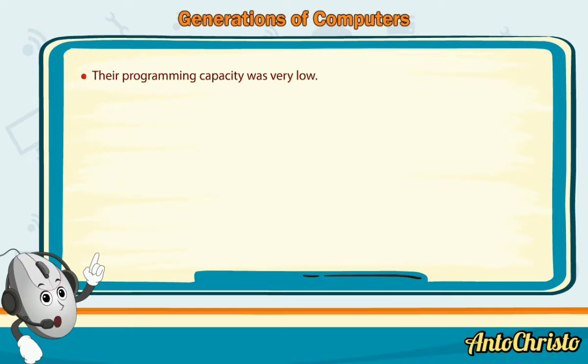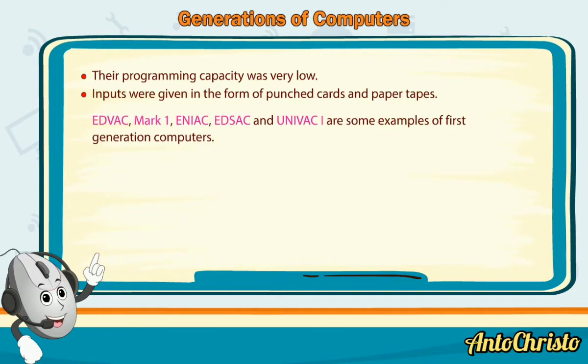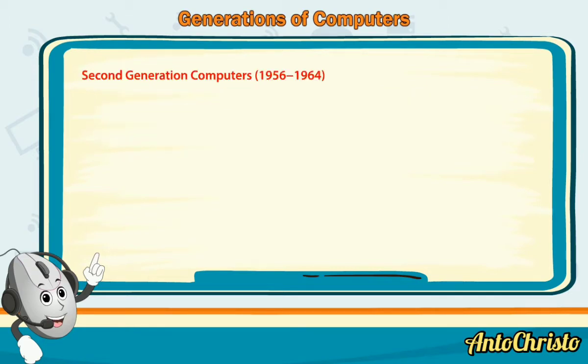Their programming capacity was very low. Inputs were given in the form of punched cards and paper tapes. EDVAC, Mark I, ENIAC, EDSAC and UNIVAC I are some examples of first-generation computers.